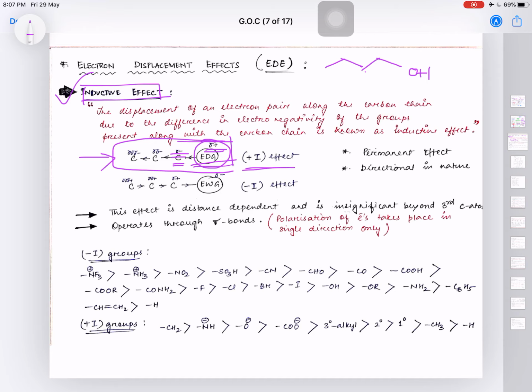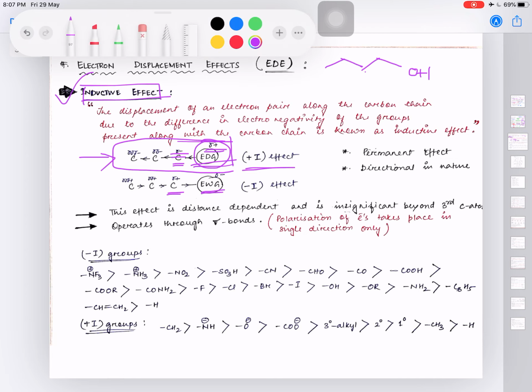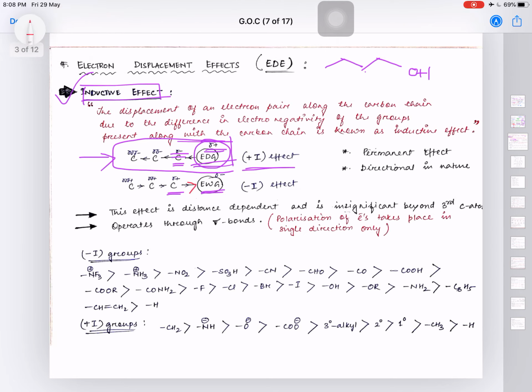Similarly, if an electron withdrawing group is attached to a carbon atom in a hydrocarbon chain, then it will take electrons from the hydrocarbon chain.